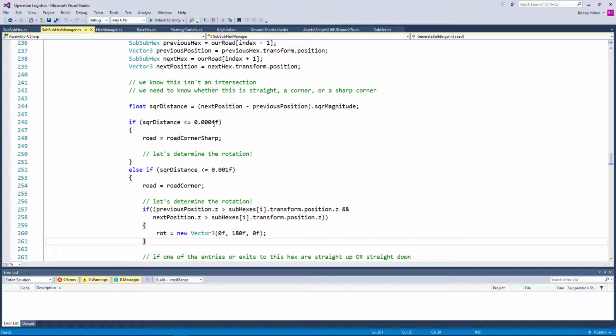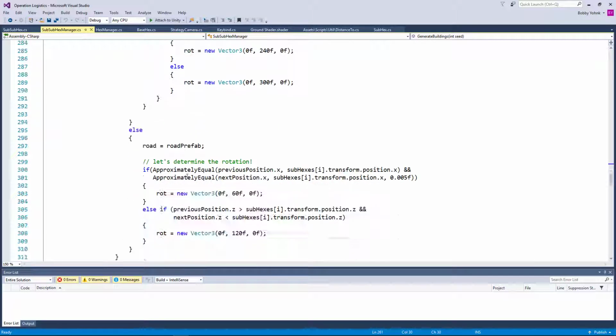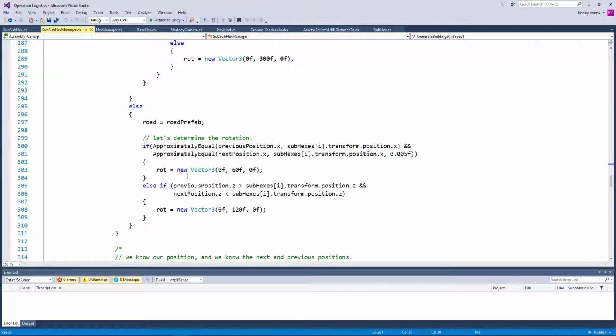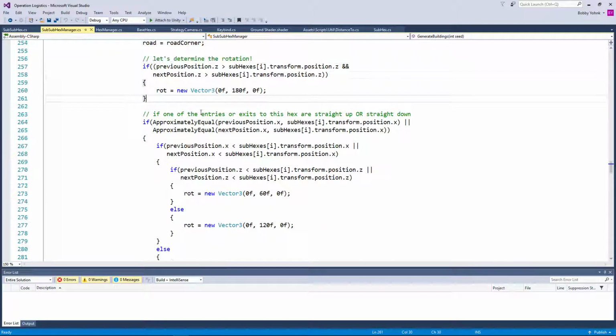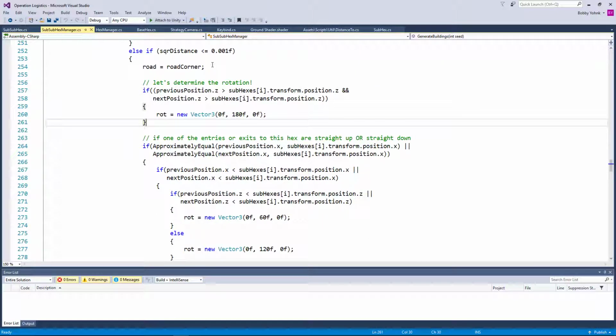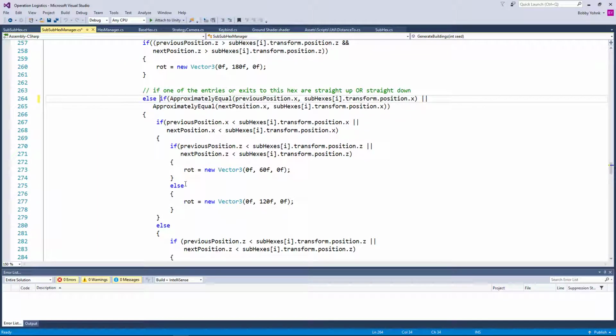Okay, so let's see. We are doing corners here, not sharp corners. And then we need to figure out where exactly this is. So right here, road equals road corner. So if our Z position is greater than, then we do this. And I'm wondering if we need an else here, and then an else there. So this would be an else if.